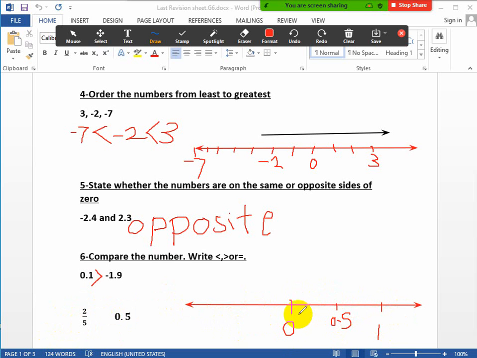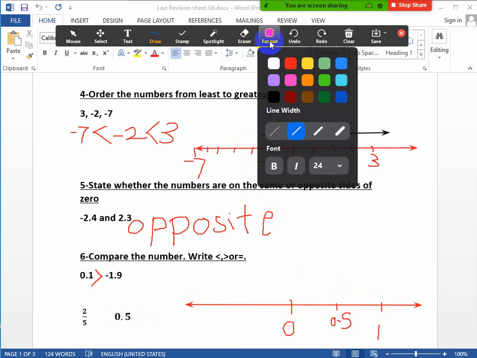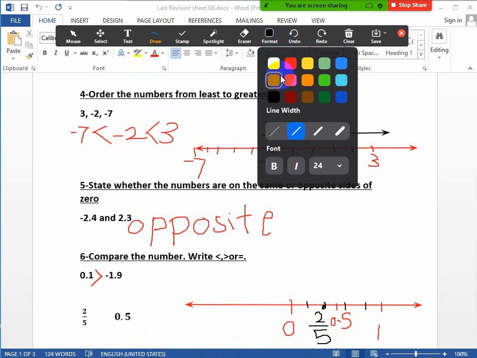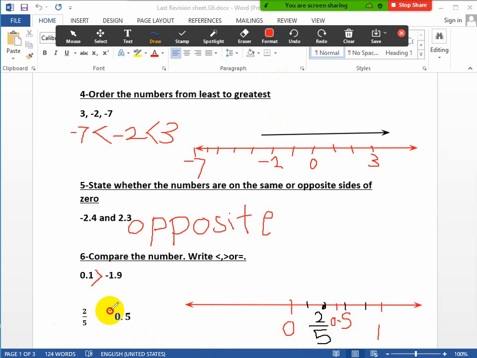So I have to locate 2 over 5. I have to divide the distance between 0 and 1 into 5 equal parts, like this, and count just 2 parts. So this is 1 and 2. This is 2 over 5. So according to the number line, which one is the greater? Very good. 0.5 is greater than 2 over 5. Excellent. Thank you, Farah.